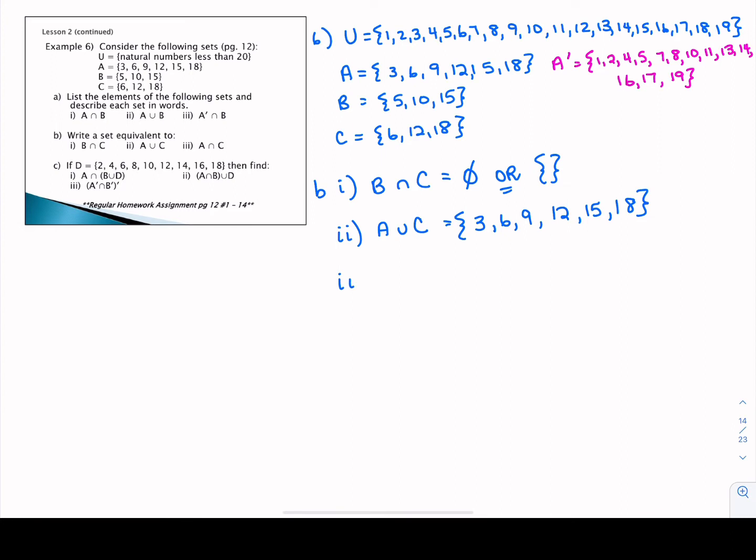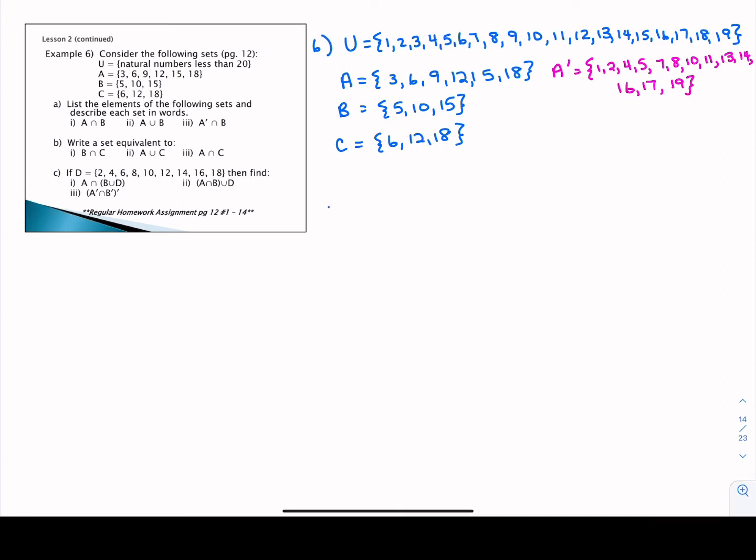Now in part 3, we're changing that union to an intersection. So if I say find A intersect C, we're looking for things that are common between A and C. So 6 is common. That's one of our elements in the intersection. We also see that 12 is common as well. And we see that 18 is common. So the intersection between A and C would include 6, 12, and 18. So I'm just going to get rid of my highlights here so we can rewrite that set. It's 6, 12, and 18 in the end.